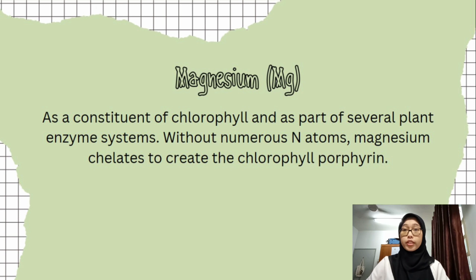After that, we have magnesium, a constituent of chlorophyll and part of several plant enzyme systems. Magnesium maintains photosynthesis and fruit development. Other than that, magnesium also plays a role in increasing the number of fresh fruit bunches, also known as FFB, and increasing the oil content of oil palm.